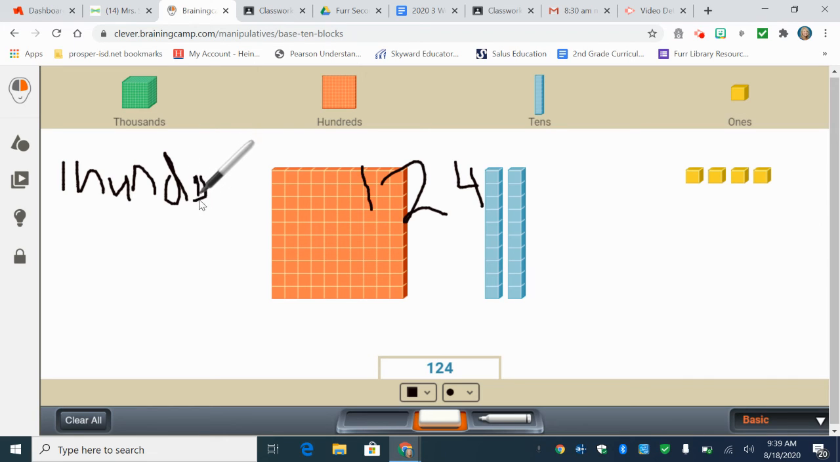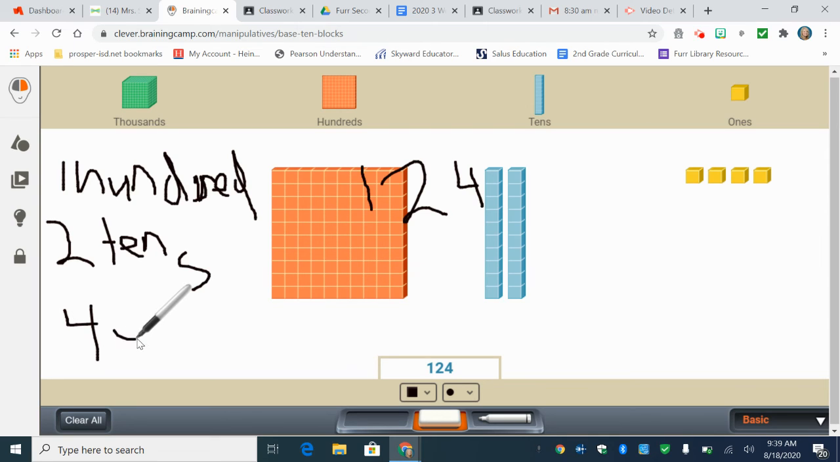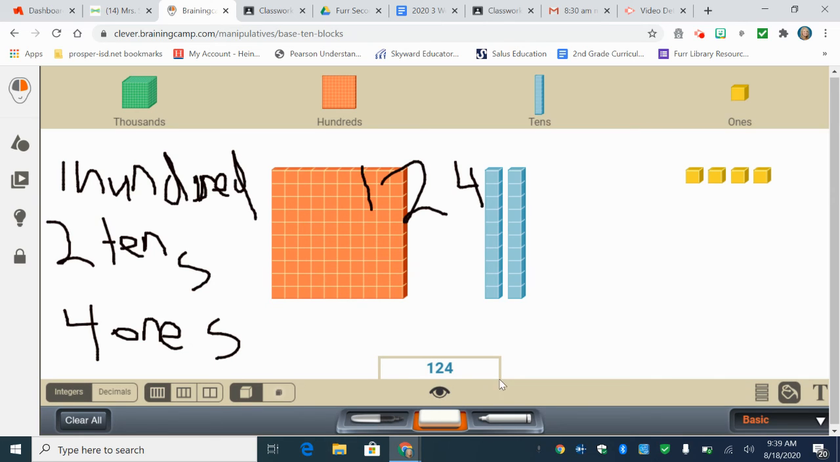sorry, Mr. Strickland's writing skills. 100, 2 tens, and 4 ones. Okay, that's my standard way to write that number, the standard way we think about that number, right? But if I want to change that number up to a non-standard way to write it, I can break some of my numbers up, right?